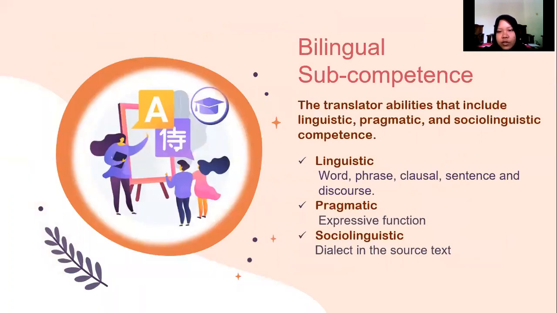This competence is about the translator abilities, including linguistic, pragmatic, and sociolinguistic competence. Linguistic competence is when the translator can translate starting from the word, phrase, clause, and sentence from the source text into the target text. And then the pragmatic competence is when the translator can understand the expressive function in the text that he or she translates. And the sociolinguistic is about the dialect, both in source text and target text.